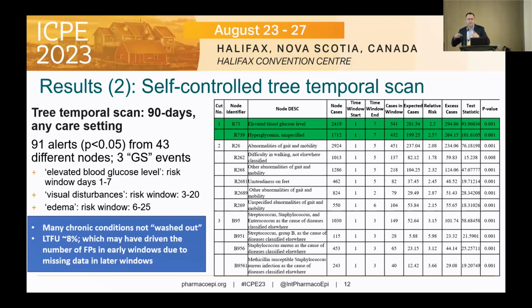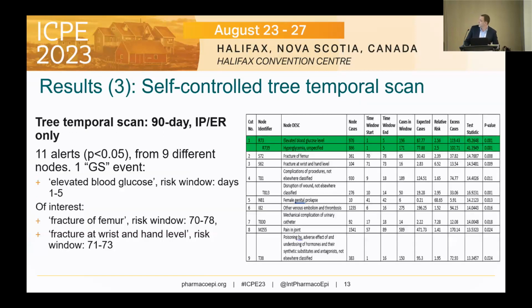So perhaps you have poor glycemic control, you're switched to Lantus, and in the same week, you're following up with your ophthalmologist, your neurologist, rheumatologist, and we're seeing a bunch of codes there. It's not that these are associated with Lantus, but they are associated with poor glycemic control or advancing diabetes. Third, we did have a loss to follow-up of about 8% in this cohort, which may have inadvertently driven up a number of false positives in earlier windows due to patients who didn't have data in later windows.